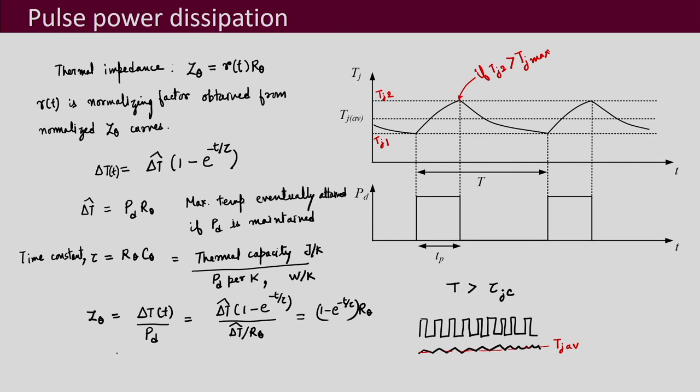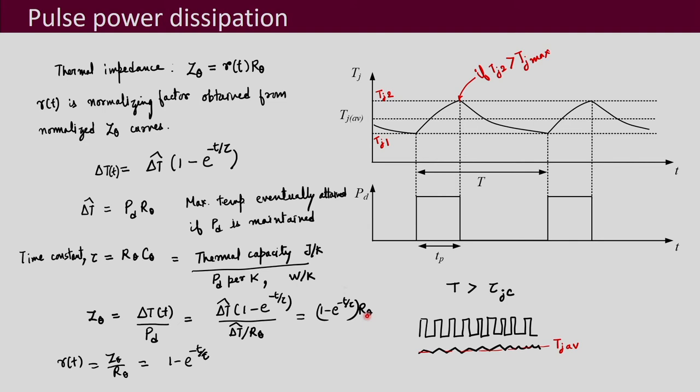So this normalized part, that means your Z theta by R theta, this normalization is your RT, which is equal to 1 minus e power of minus t by tau, the time constant. Now, what we see here is that this thermal impedance is a function of time. So it is going to vary with time, and it depends on this time constant tau, that means R theta into C theta multiplication. And of course, we can normalize it by dividing it by the thermal resistance R theta.